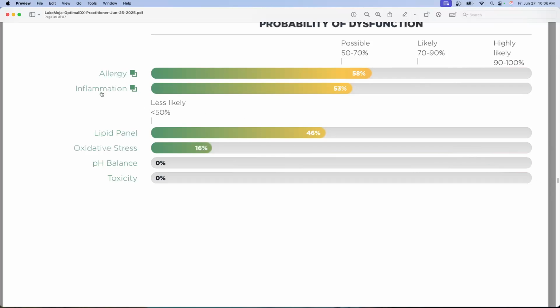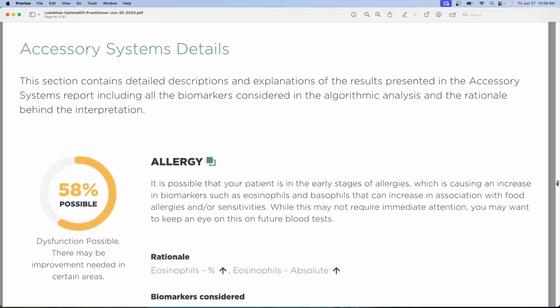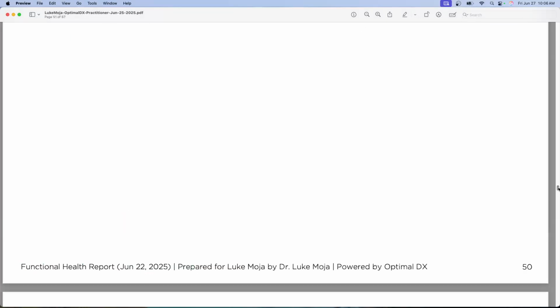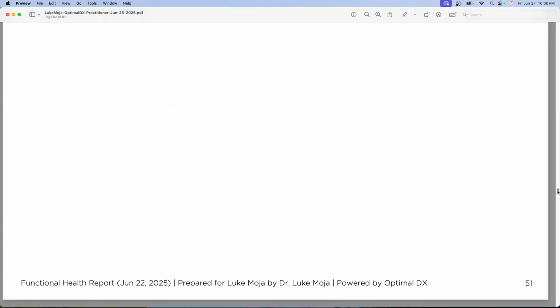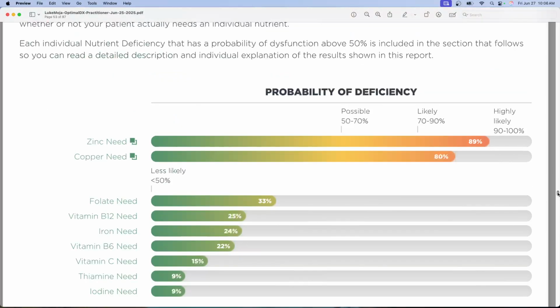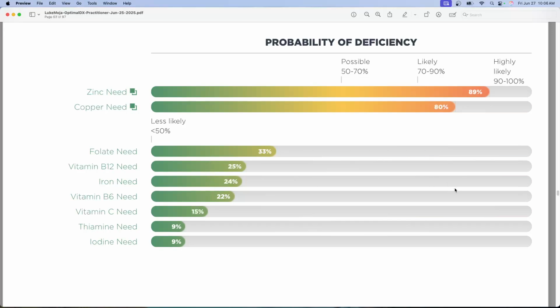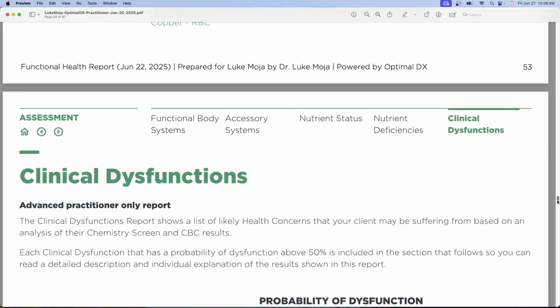It gives you some accessory systems here as well too. So probability of some allergy or inflammation going on, that's probably due to the eosinophils is what they're banking on with that. The lipid panel being a little bit off. So again, it'll give you a full breakdown on that. Some nutrient status issues, maybe some fat absorption, hydration, vitamins. It goes through all that, shows you where you might be deficient or have some issues with some nutrients. Some micronutrients here, so zinc and copper. It obviously says that I need folate, possibly, with the issues with the B12 and some of the other numbers. So pretty cool that it gives you all that and the explanation.